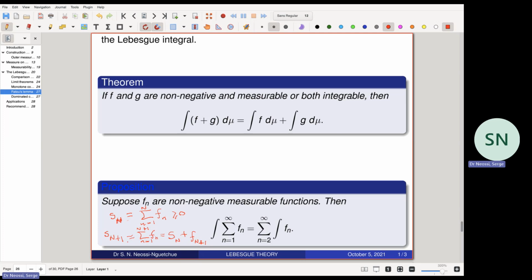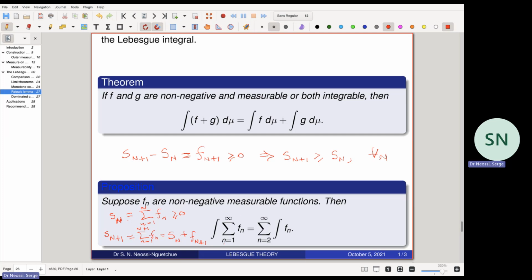Now, if I take the difference, s sub n plus 1 minus s sub n, this gives us f sub capital N plus 1. But we know that each f sub n is non-negative, so this is greater than or equal to 0. So if it's greater than or equal to 0, it means that the sequence is increasing for any n.